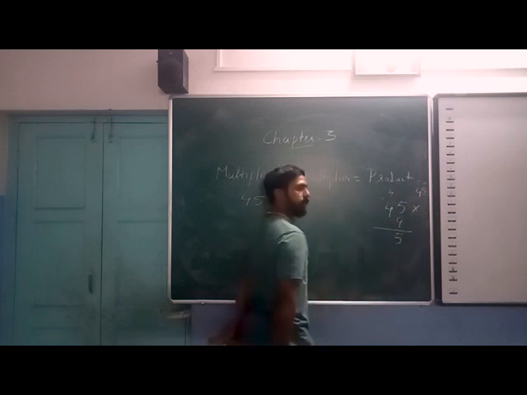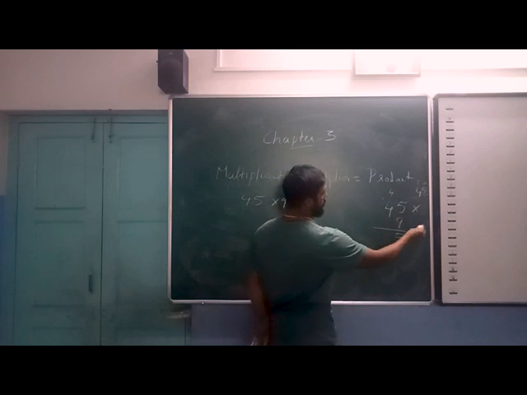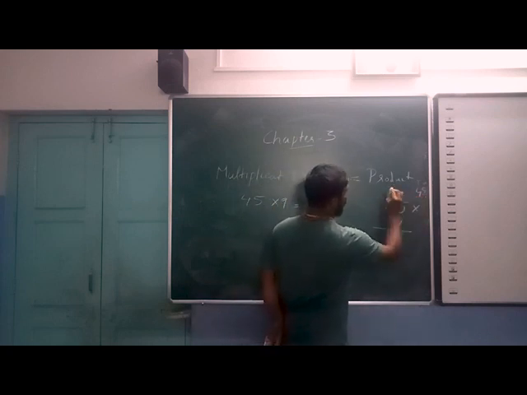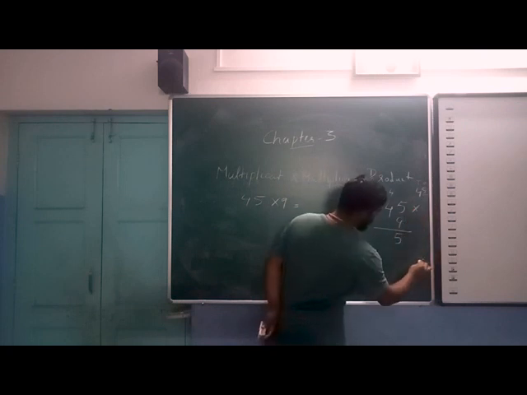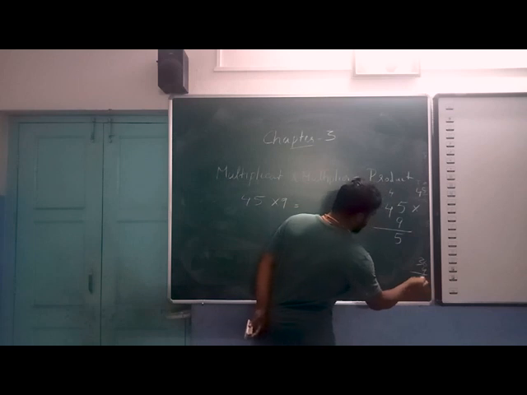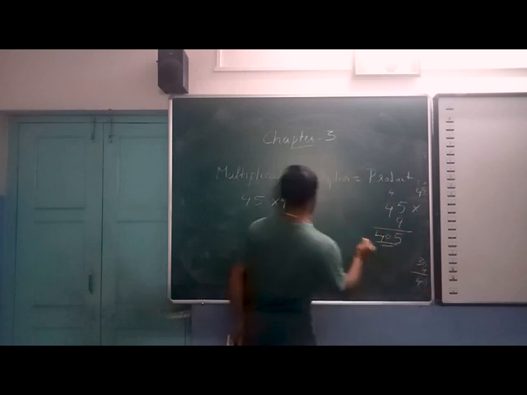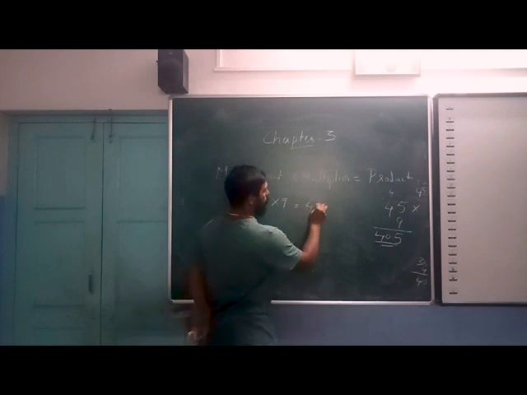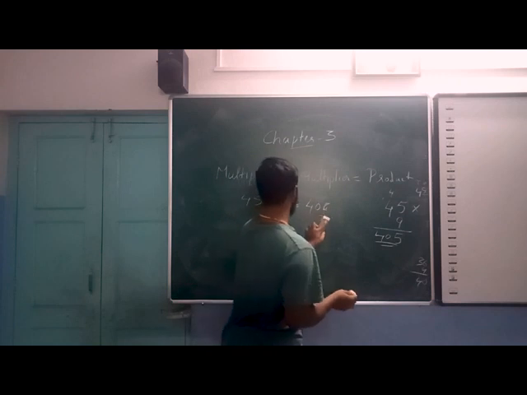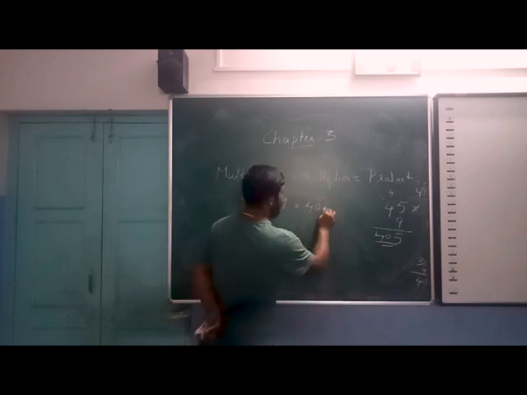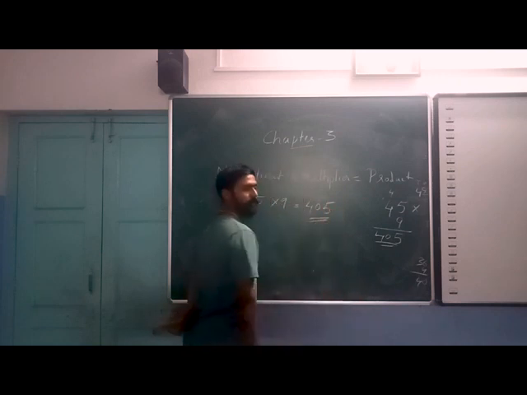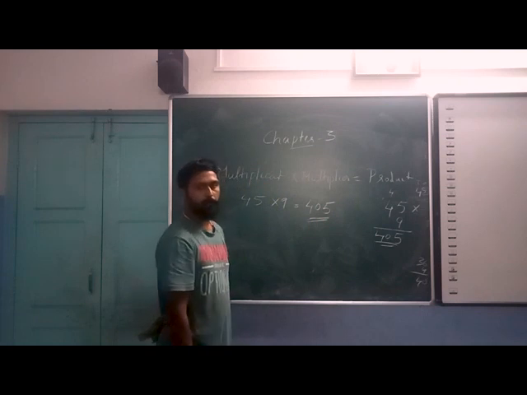So 9 4s are 36. So 36 plus 4, so we get 40 here. So that is how we get 405. 405 is the answer. Is that clear for you?